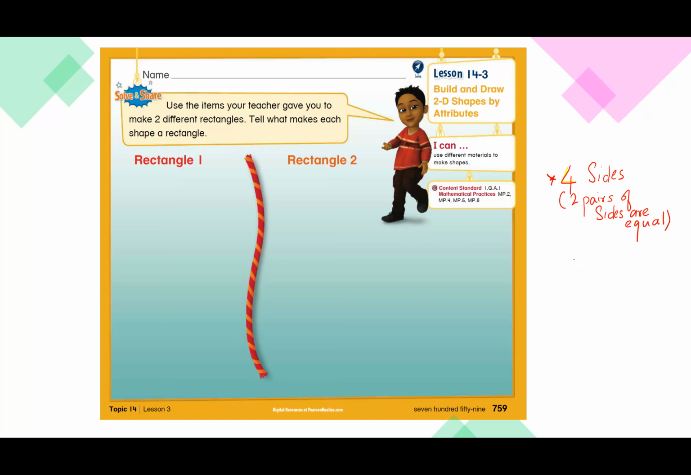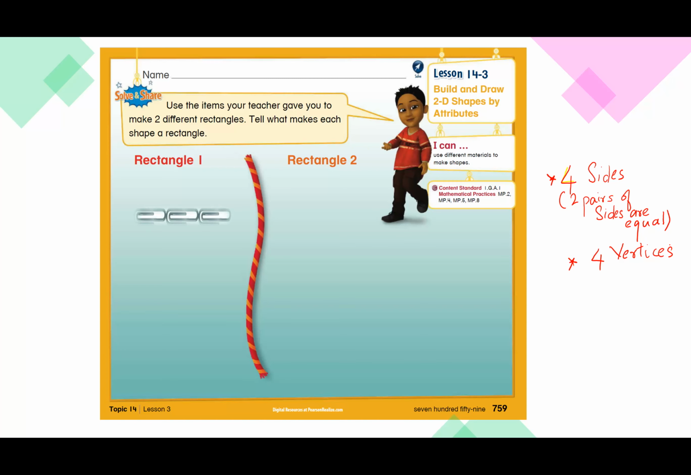And we also learned that it has 4 vertices. Now I know these are the attributes of a rectangle. I can draw a rectangle. Here, you can take a paper or pencil or paper clip. I will go for paper clips and two different pencils, and I'm going to make two rectangles.